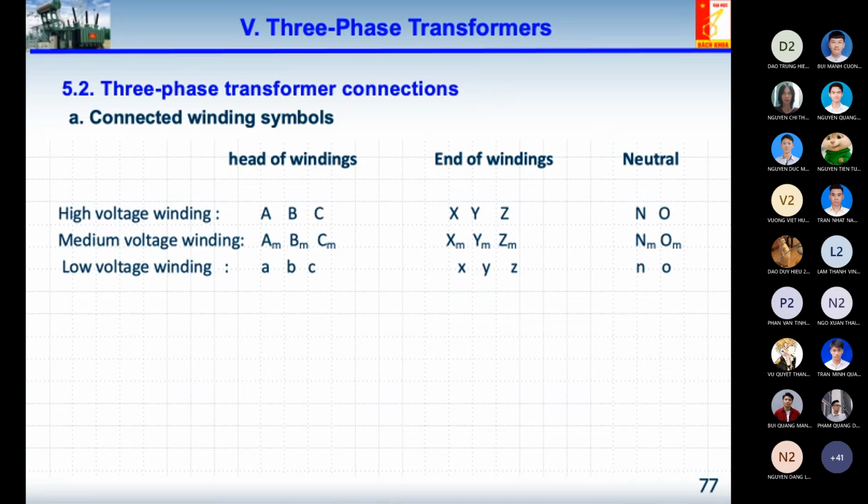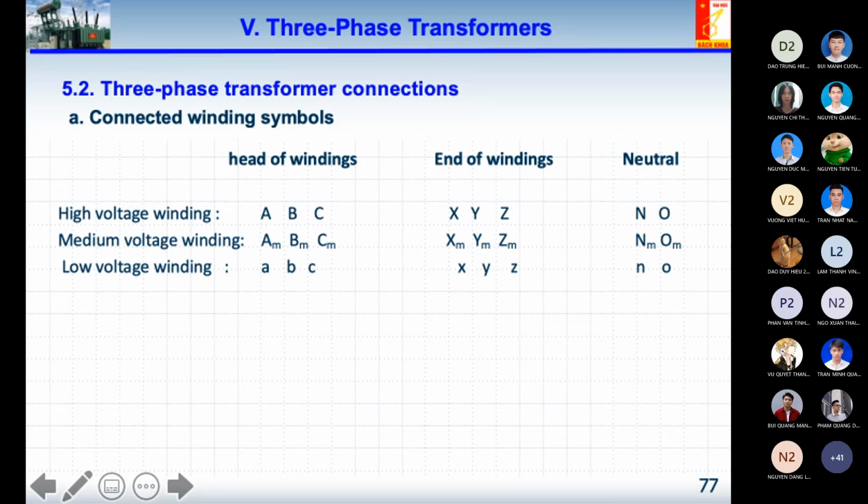End of winding, for example, here you can see the A and H, B and Y, and C and Z. And of course, if the connection winding of the transformer has a neutral point, we get the N or 0, depending on the type of transformer. Sometimes the neutral point of the transformer is denoted N, or 0. And of course, how about the medium voltage winding?